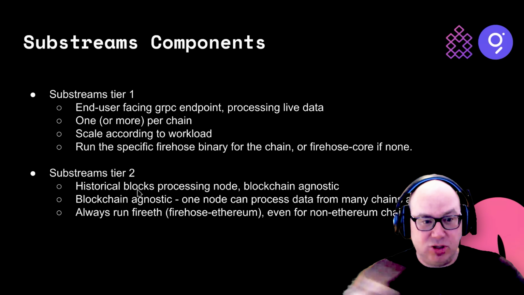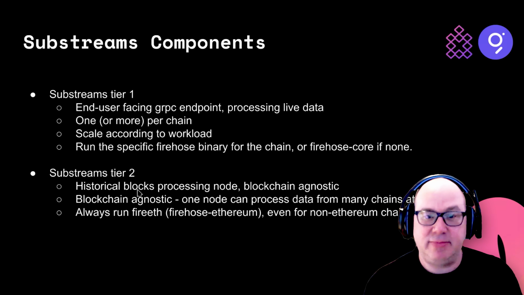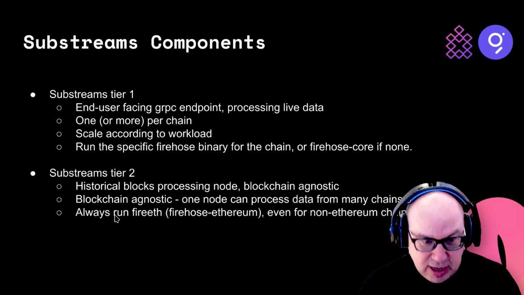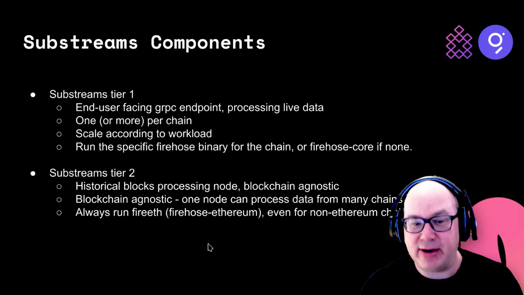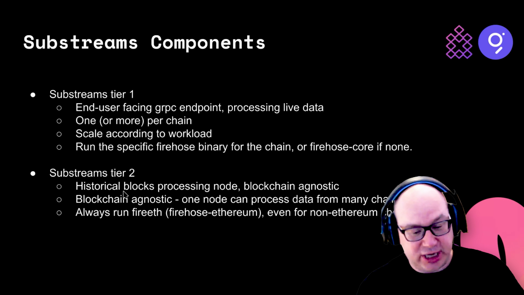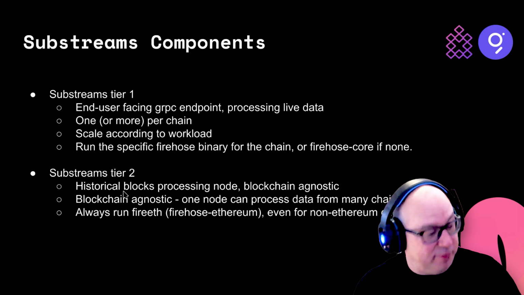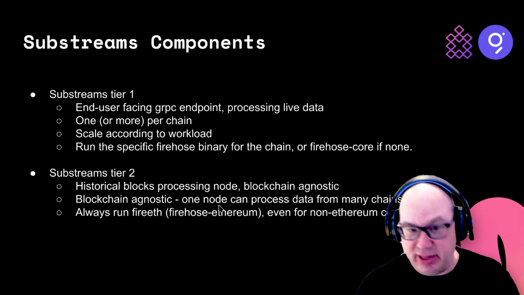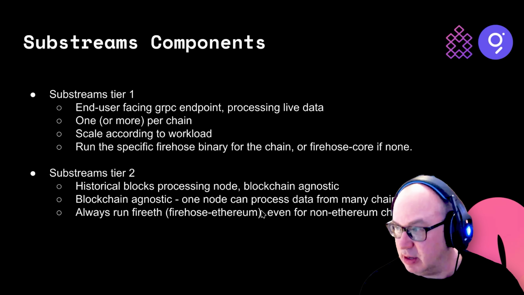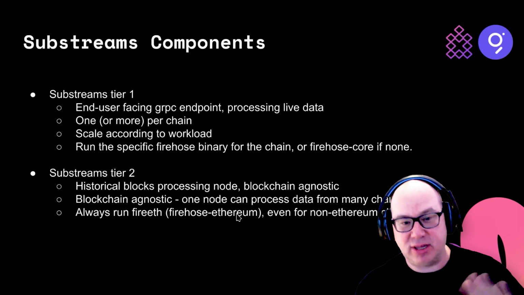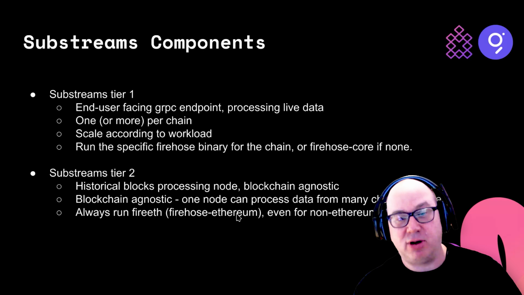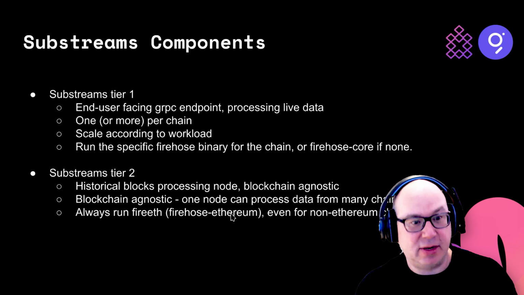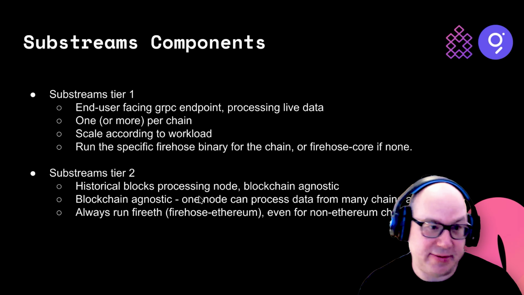In a parallel mode, the jobs are split up and then we can process them, and it's blockchain agnostic, right? And here, interestingly, you actually run Firehose Ethereum on your tier 2. So if you want to share even for Solana or Bitcoin or Near or Arweave or any other non-Ethereum chain, you still use Firehose Ethereum. And the reason you do this is because Firehose Ethereum has the most features of all the blockchains. So with Firehose Ethereum, you can support any other blockchain. Okay, so the tier 2 always runs Firehose Ethereum.